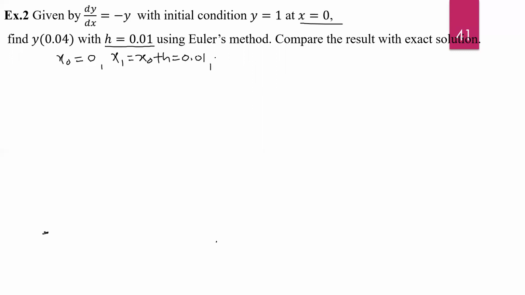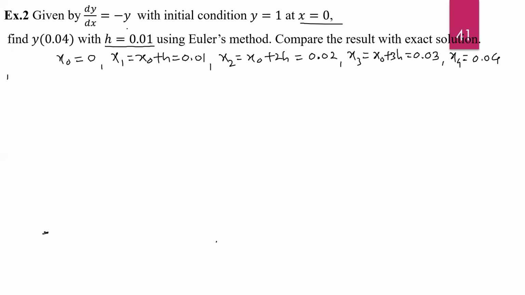0.01. Now x2. X2 is x naught plus 2h, means h plus h. So this is 0.02. X3 can be written as x naught plus 3h, that is 0.03. And x4 is the last, 0.04, in this way. Now we have the equation.